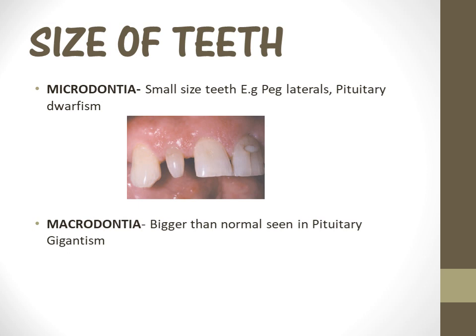Complete microdontia of all the teeth is seen in pituitary dwarfism, where growth hormone is suppressed. Macrodontia means teeth which are bigger than normal. These are seen in pituitary gigantism, where growth hormone is in excess. For microdontic teeth, you can do crowns, which will improve aesthetics. For macrodontia, regularly no treatment is recommended.